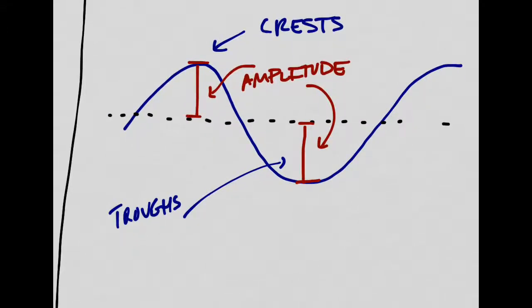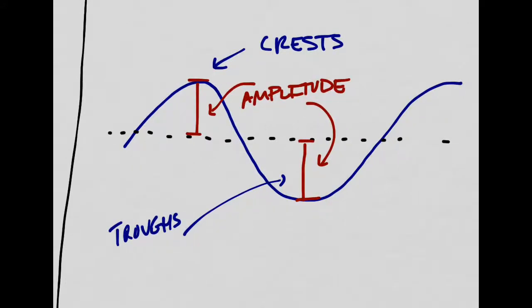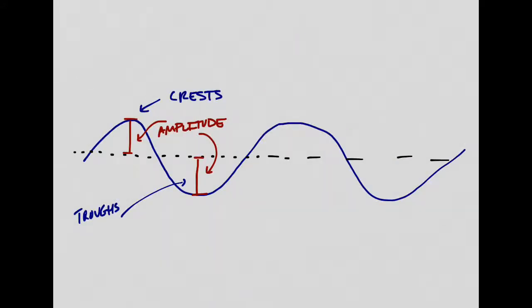Okay, I've extended our wave a little bit, so I have space here to do this whole thing. Now if you were to take a point on this graph, we can pick the bottom of the trough right here and go all the way over to the bottom of the next trough. This distance is called the wavelength.